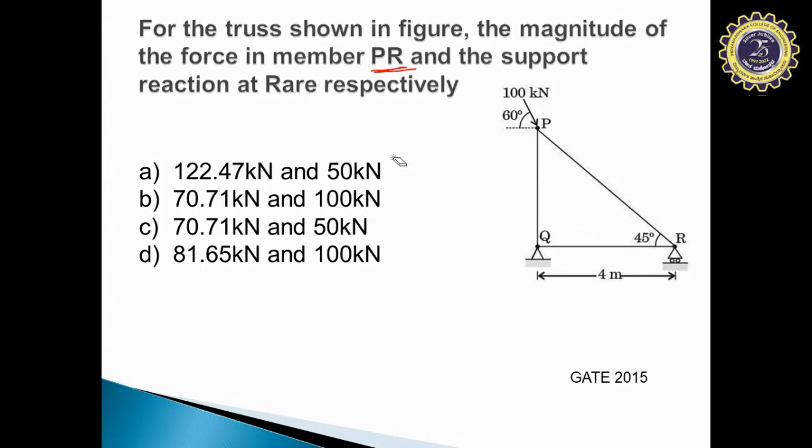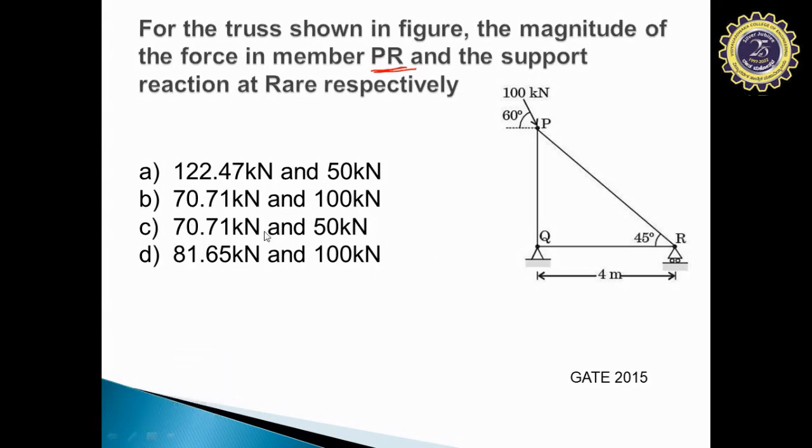And one more hint given in the problem is through the options. Always in this type of questions, you look into the answers and then try to solve the problem. As you can see clearly, first is the loads of member PR that they have given, out of which option B and option C has the same value. Whereas coming to the support reaction R, you have two values, one is 50 and one is 100, which is repeated.